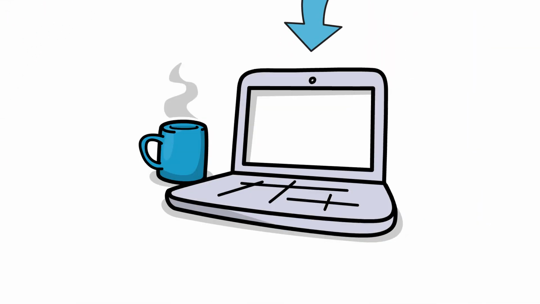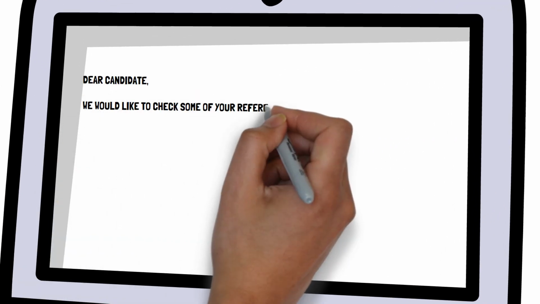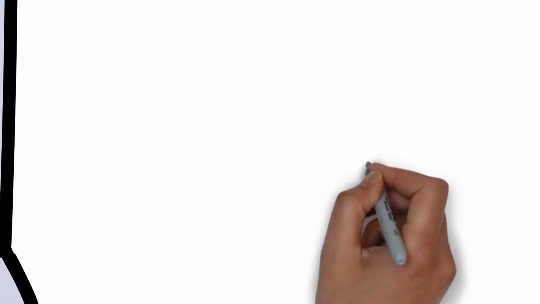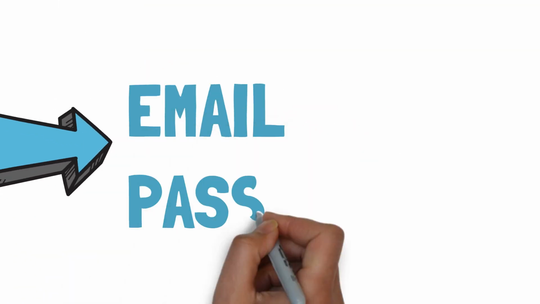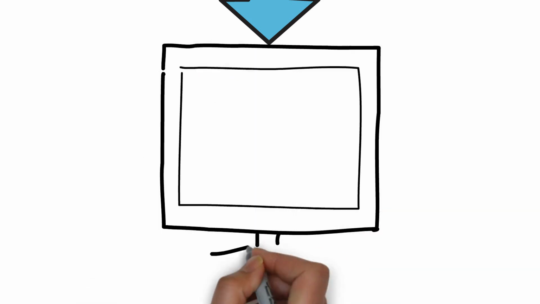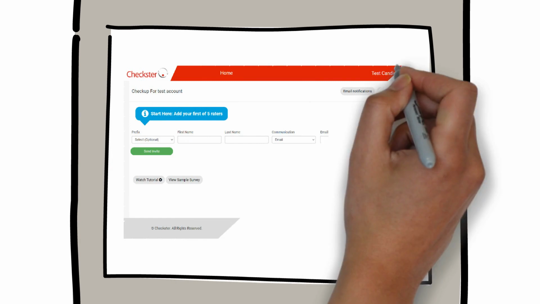Here's how it works. As a candidate, you'll receive an email or a text message with an invitation to begin. And the email will say something like this. Once you've clicked on the link, you'll use your personal email address and a password of your choosing to access your Checkster account. Once you've logged in, you'll be brought to your personal Checkster portal.